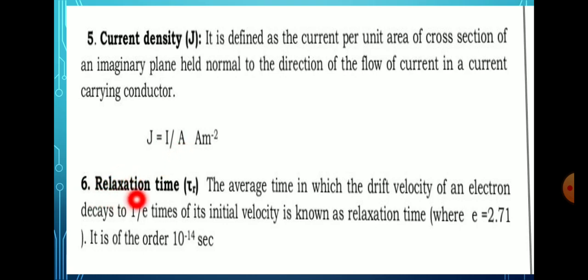Then the sixth one, relaxation time. Relaxation time is denoted as tau r. The average time in which the drift velocity of an electron decays to 1 by e times of its initial velocity is known as relaxation time. Here decay means disintegration. The initial velocity decays by 1 by e times, and the average time for this is known as relaxation time.